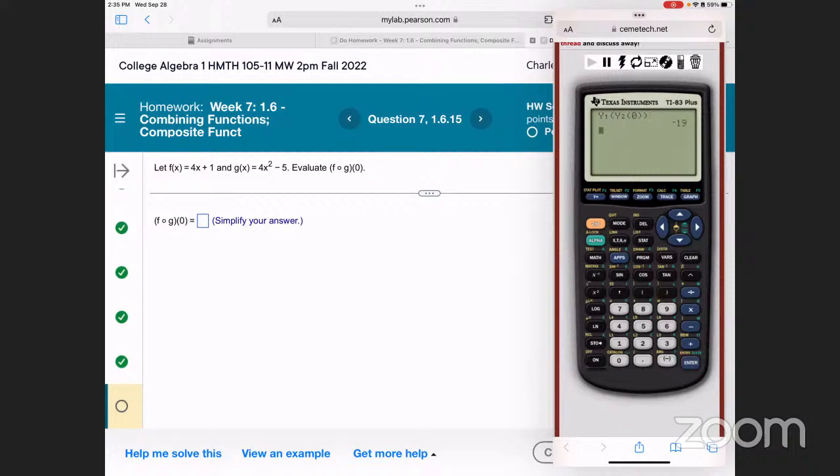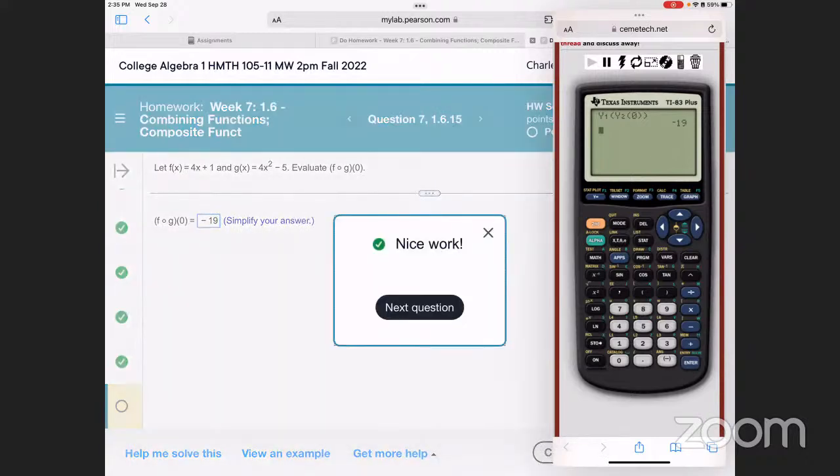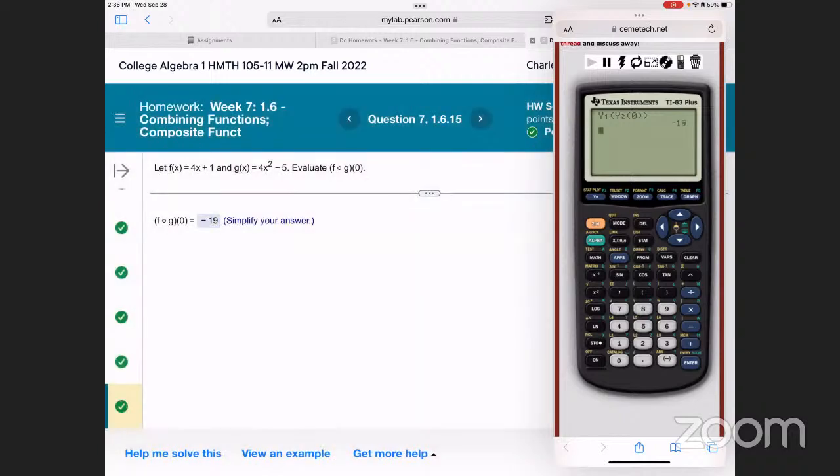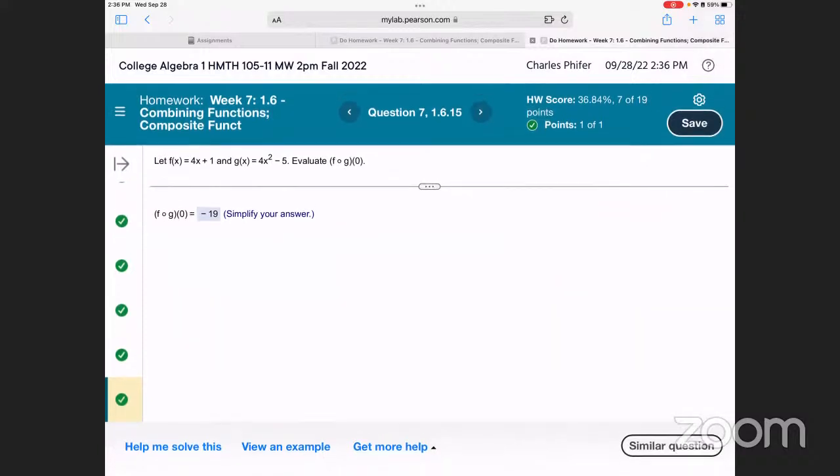And we get negative 19. Let's see if it works. Negative 19. Hopefully that made sense. We were able to do that one in the calculator. Sometimes you can use it and just keep it moving if you know what you're doing. Okay, was that it? That was question 7.